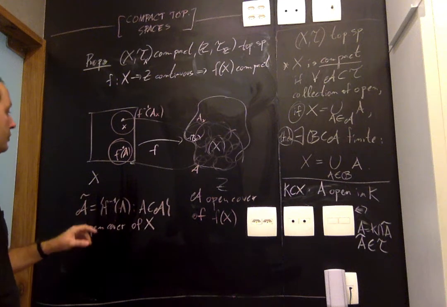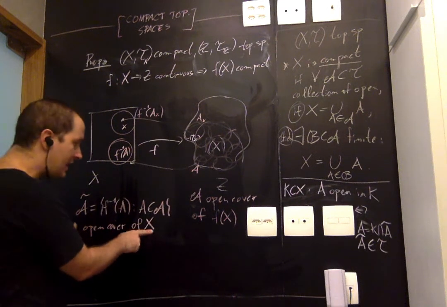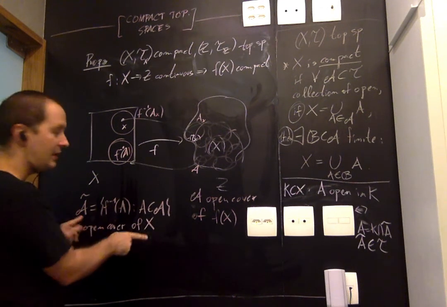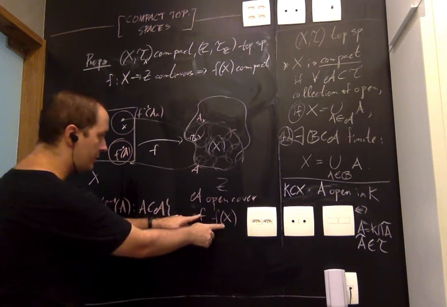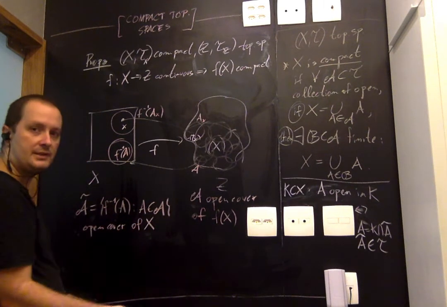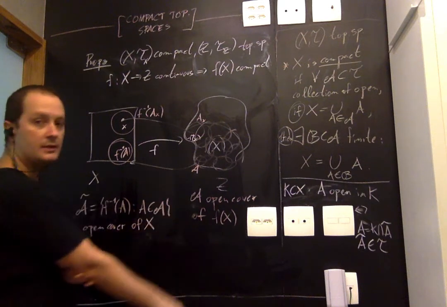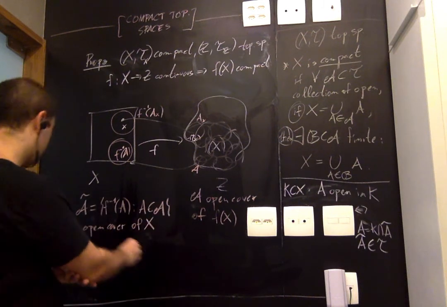And how do you finish the proof? Oh, our assumption is that X is compact. So this open cover has a finite subcover. And what we have to do is to show that the corresponding collection over here is a finite subcover of f of X.